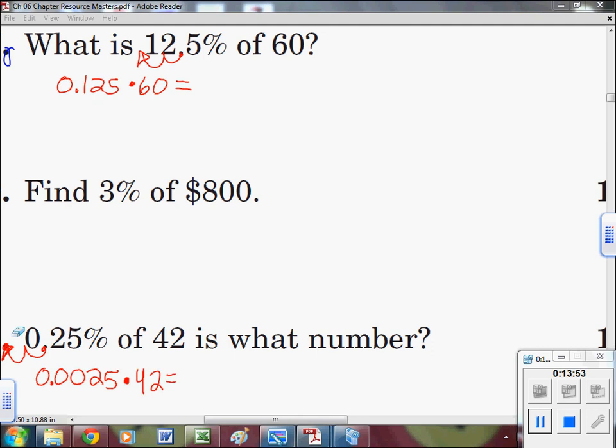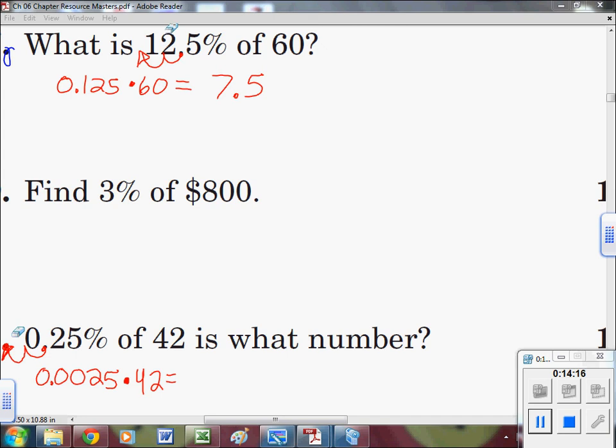So for each of these, do long multiplication or use a calculator. We are allowed to use calculators at this point for this step. So if that's the method you're going to use, it's the one I'm going to use. That's perfectly reasonable, so that's not an issue. So 0.125 times 60, well, that's going to give us 7.5.